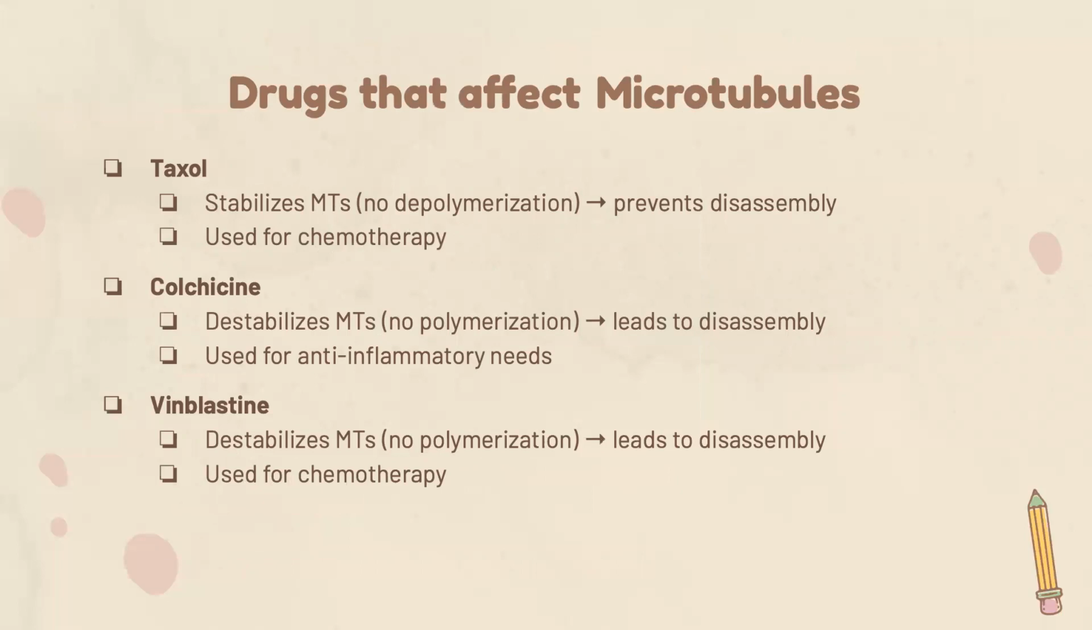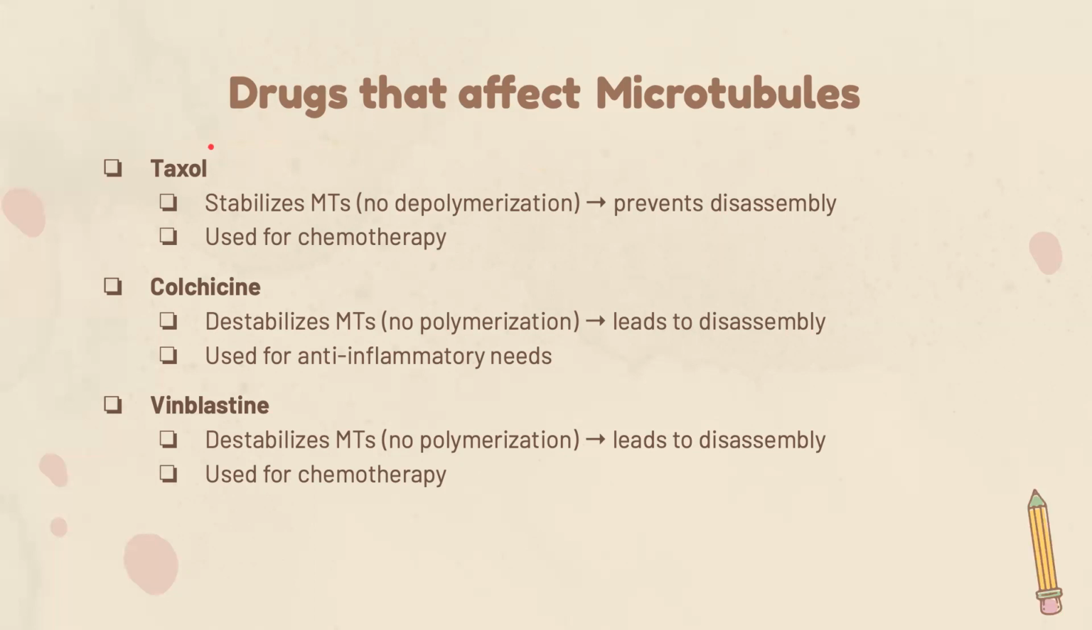So the drugs that affect microtubules, usually on exams and problem sets, when Laura does ask about these drugs, she'll put a little parentheses about what they do. But just in the case that she doesn't, it's good to just know what their function is. So the 3 that we talk about are Taxol, colchicine, and vinblastine.